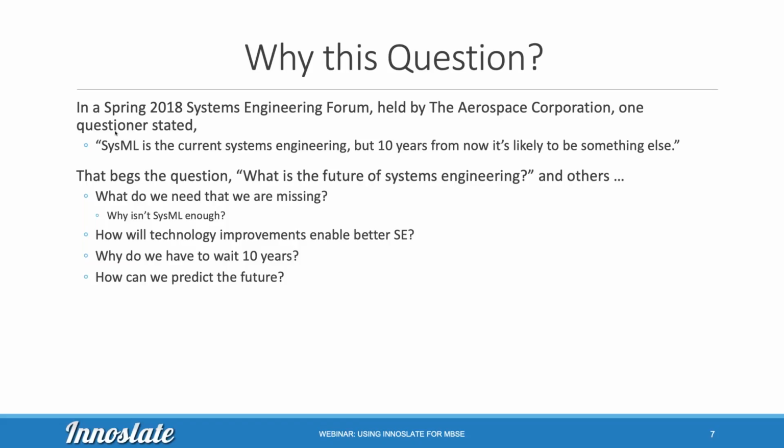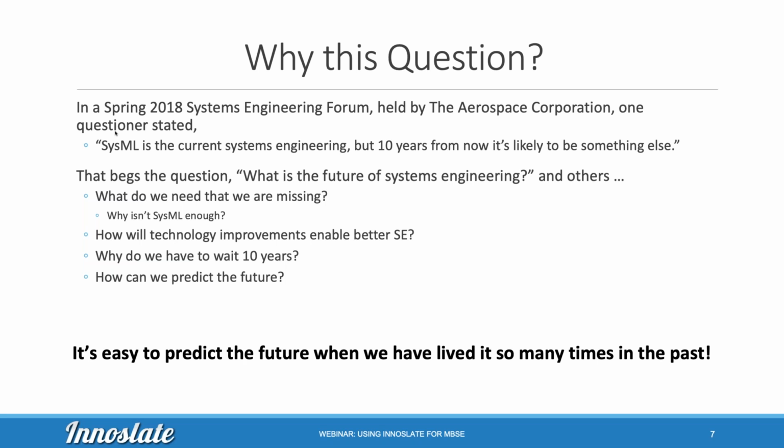Well, so what's that something else? What's the future of systems engineering? What are we missing? Why isn't SysML enough if that's the case? How will technology improvements better enable systems engineering? Why do we have to wait 10 years? And how can we predict the future? Well, it's easy to predict the future when we've lived it so many times in the past. So why don't we study the history a little bit?